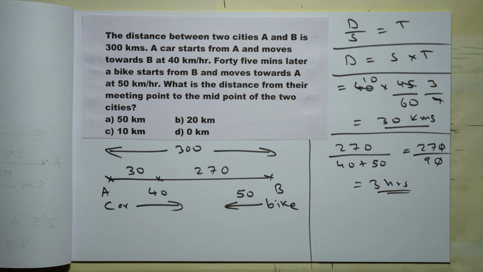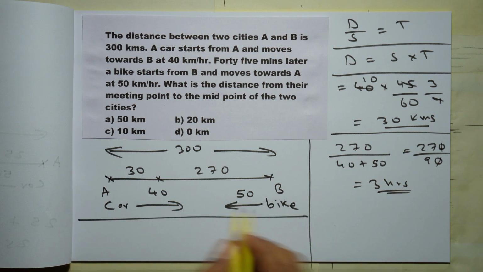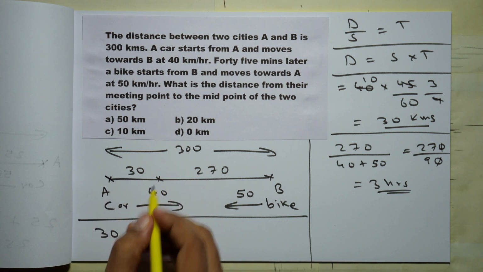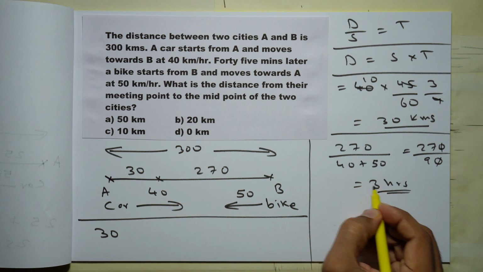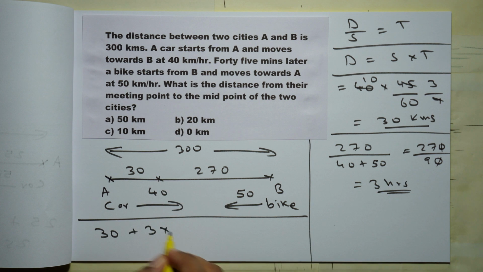So first of all let us calculate the total distance traveled by the car. Initially the car travels 30 kilometers and every hour the car moves 40 kilometers, like that for 3 hours. That is 3 hours, every hour 40. So you will get it as 30 plus 3 into 40 gives you 120. So that will be 150 kilometers. So when they meet, the car would have traveled 150 kilometers. And you can see that that is actually the midpoint.